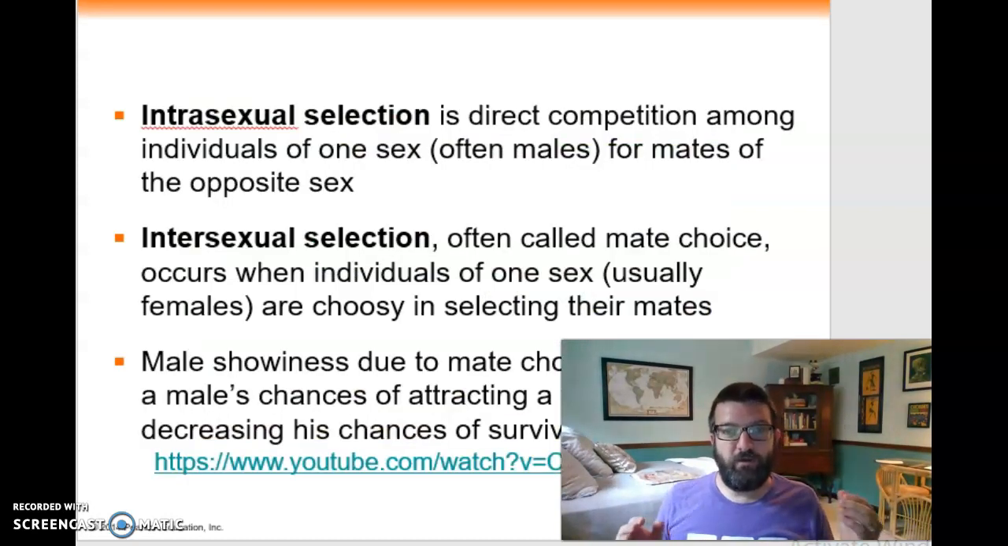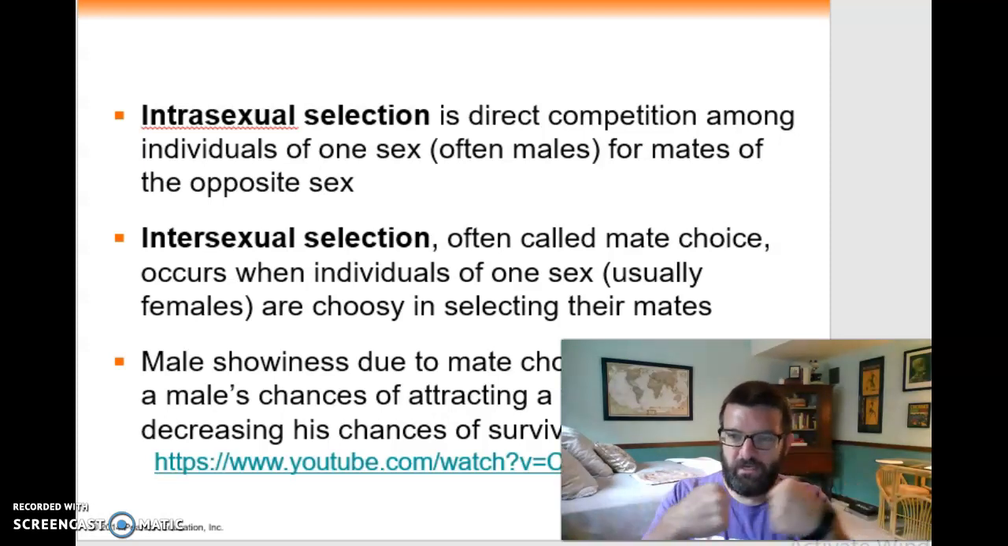Sexual selection could involve competition between individuals of the same sex, usually for access to individuals of the opposite sex. So that's called intrasexual selection, within your own sex. Most often, this is male-male competition. So when you think of males fighting each other for territory and access to mates, this would be intrasexual selection. Intersexual selection is usually between the sexes, right? Intersexual means between the sexes, and that's often mate choice. And this occurs when individuals of one sex, and usually this is females, are very choosy. They select individuals of the opposite sex.